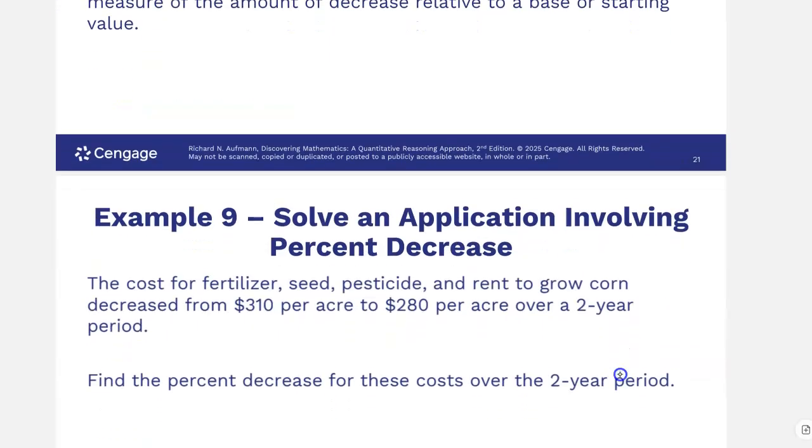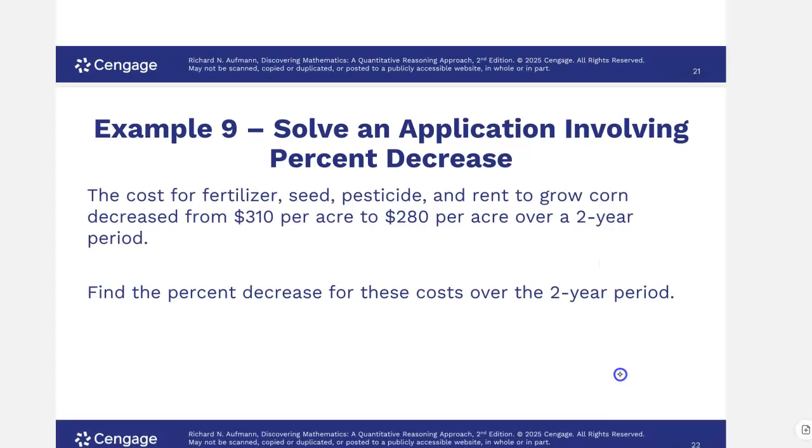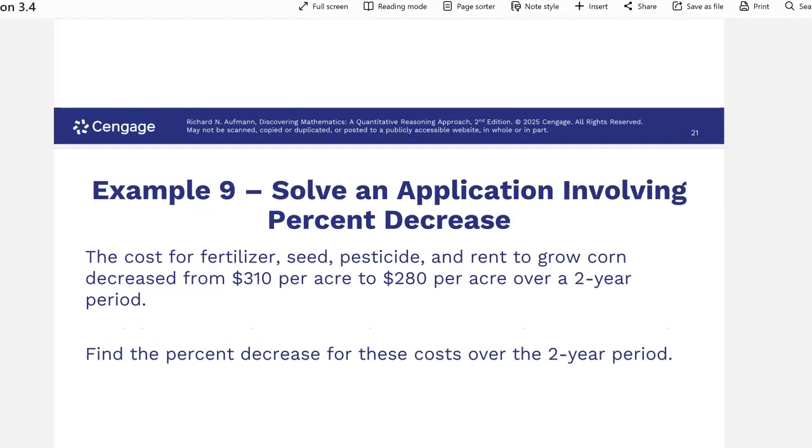So let's look at another example. Cost of fertilizer, seed, pesticide, and rent to grow corn decreased from 310 per acre to 280 per acre over a 2-year period. We want to find the percent decrease in these costs over those 2 years. So our percent decrease is going to be equal to the amount of decrease divided by the original amount.